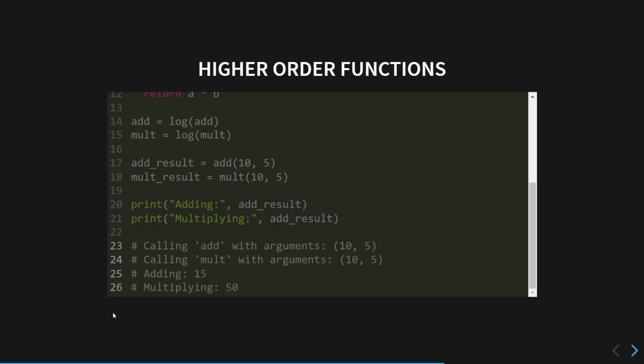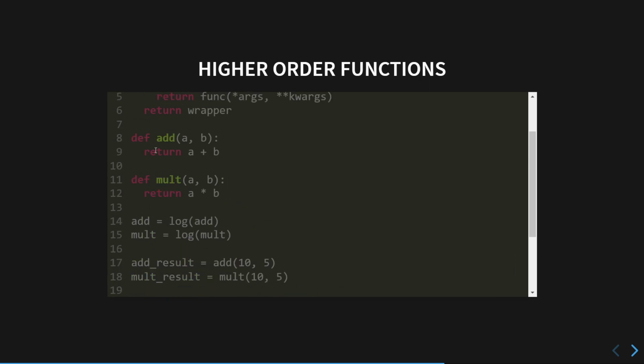And now it says, here's the logging, calling add with arguments 10 and 5, calling mult with the arguments 10 and 5. And then here's the console logs of the actual results. So we've managed to add a little log to every call of these functions without having to modify how add and mult are actually implemented, which is pretty useful to be able to do. Again, this is a bit of a contrived example.